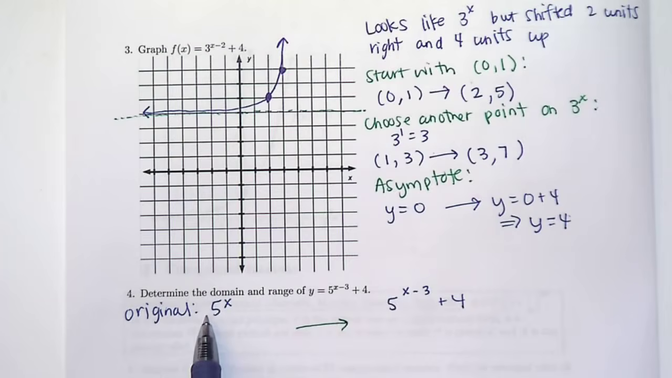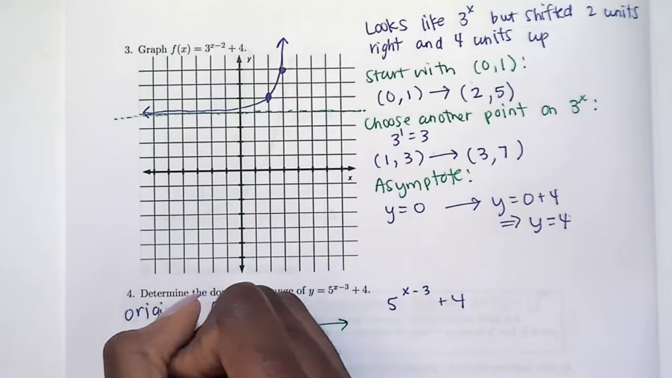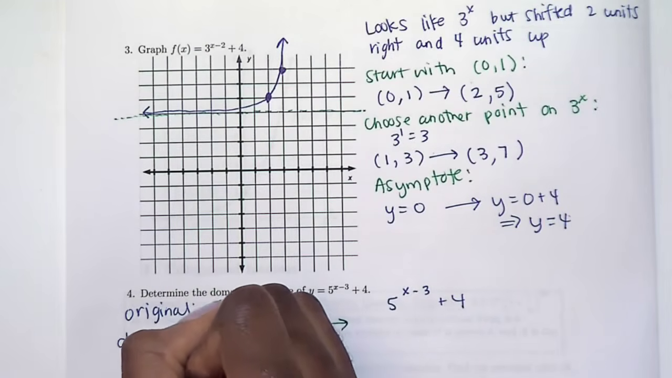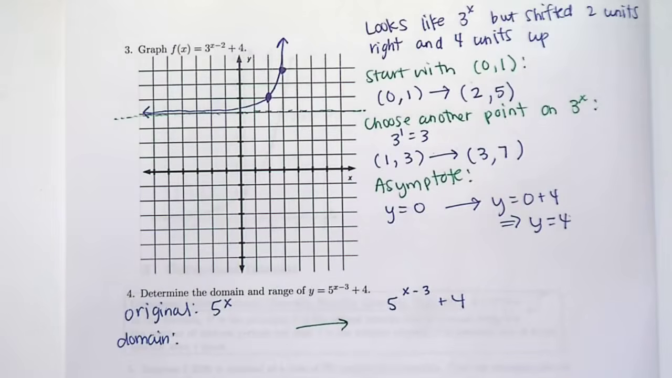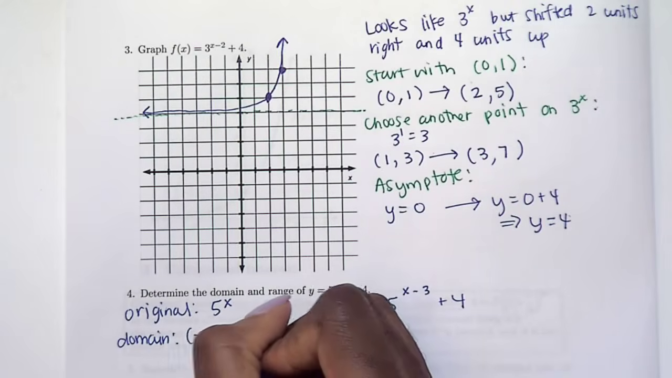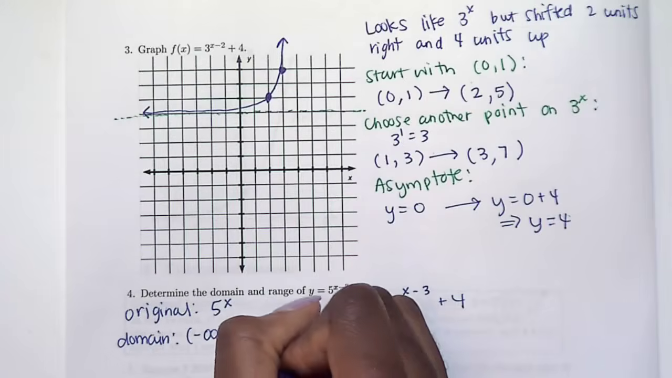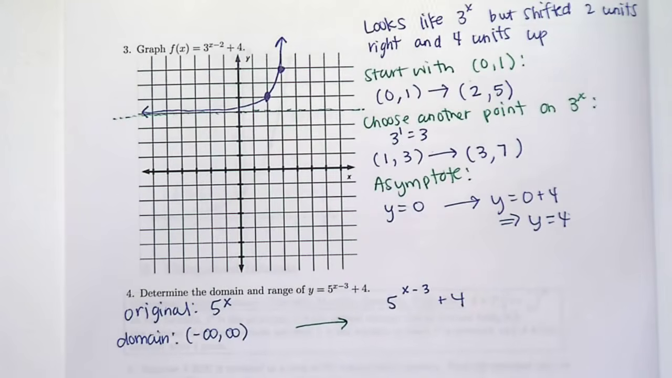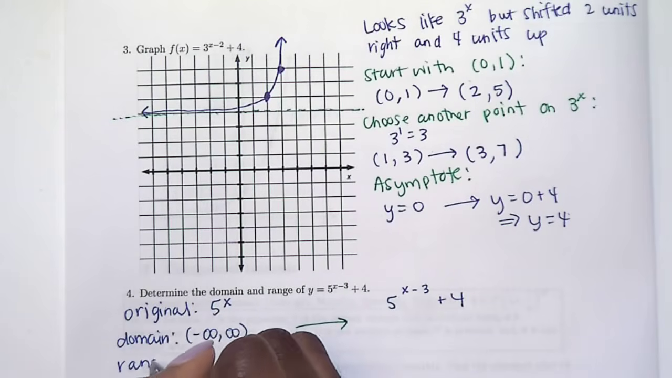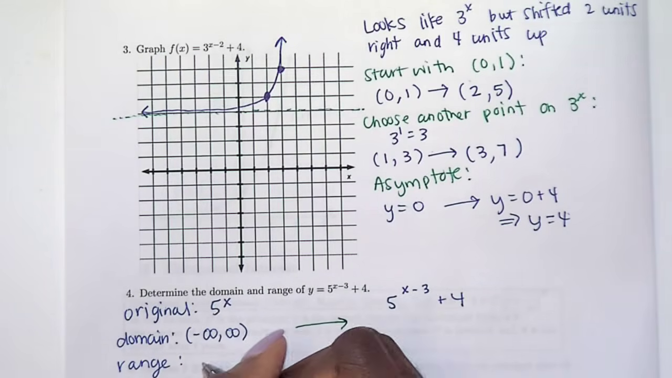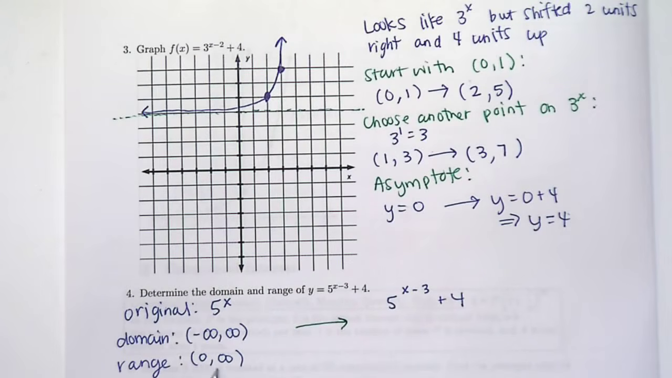Let's go back to the original and talk about domain and range. We already discovered the domain and range for every exponential function. Domain is always negative infinity to positive infinity. We can plug in whatever number we want. Range is always from 0 to infinity, not including 0. So these are the possible answers we could get from our functions. These are possible y values.